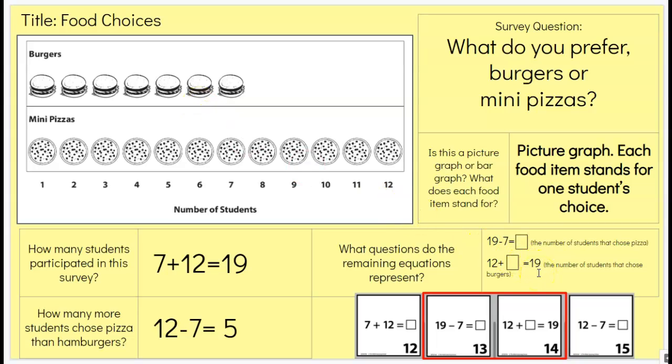That's good thinking. All right, mathematicians, thank you for interpreting this third graph with me today. Your job in Seesaw is to finish these two equations. 19 minus 7 equals something. Write the answer in Seesaw. 12 plus something equals 19. Write that answer in Seesaw. Great work today, and I will see you next time for Number Corner.